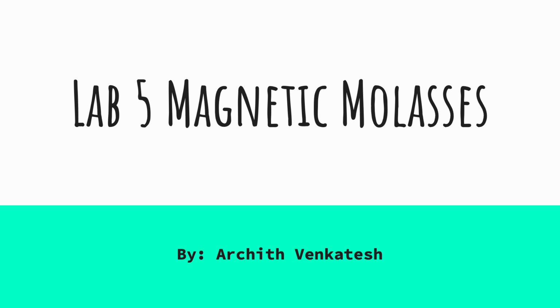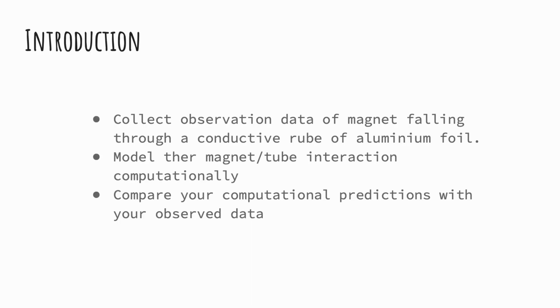The purpose of this experiment, let's take a look at our introduction here. The purpose of this experiment was to observe and collect data on the behavior of a magnet falling through a conductive aluminum foil tube. We then created a computational model to simulate the interaction between the magnet and the tube. Finally, we compared the results of our experiment with the predictions from a computational model to analyze any discrepancies.